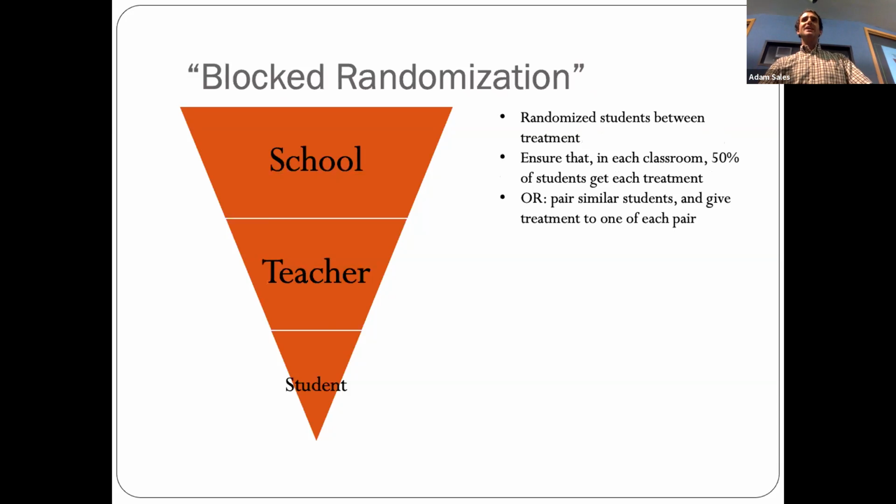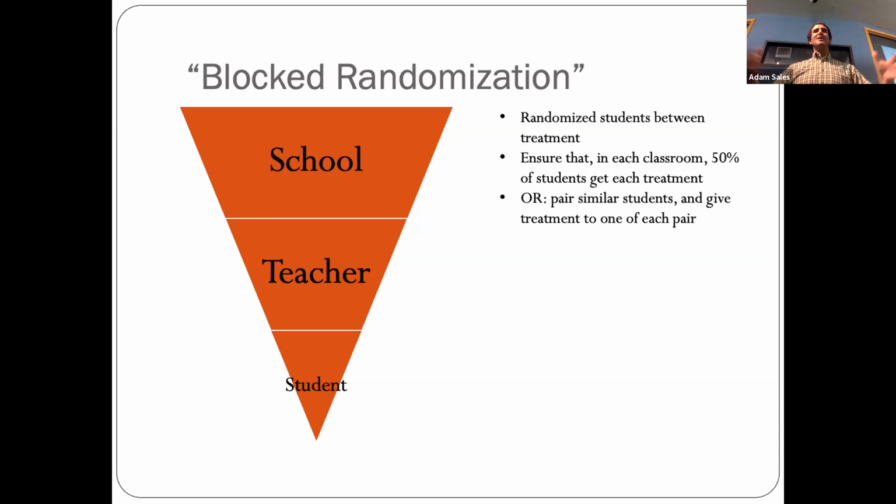Now, within each classroom, I want to make sure half the students get treatment and half the students get control. I don't want to accidentally wind up in a situation where in one classroom everyone got treatment, another classroom everyone got control. Now, I want to make sure that in every classroom it's half and half. Or another thing you could do is, I'm going to pair these two students because they're pretty similar, and these two students, pairing similar students, and then flipping a coin within each pair. That's another example of blocking.